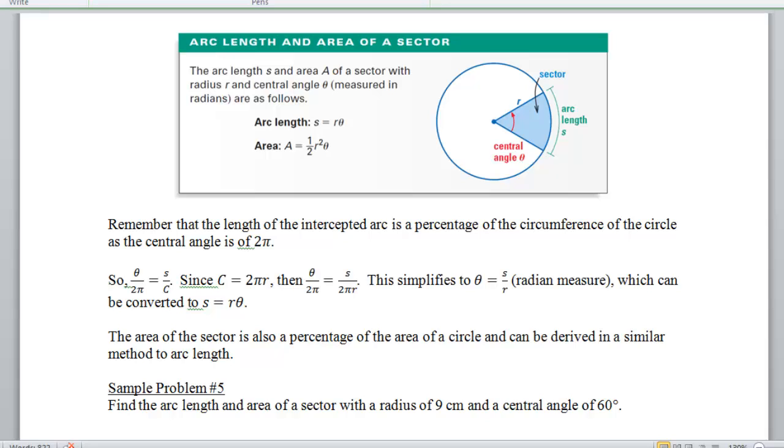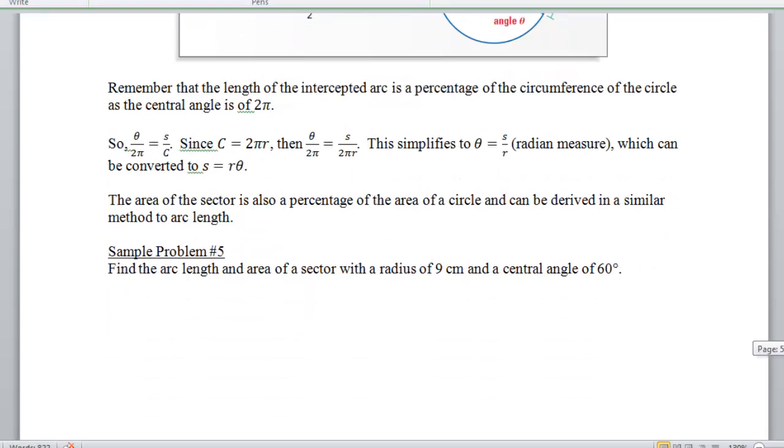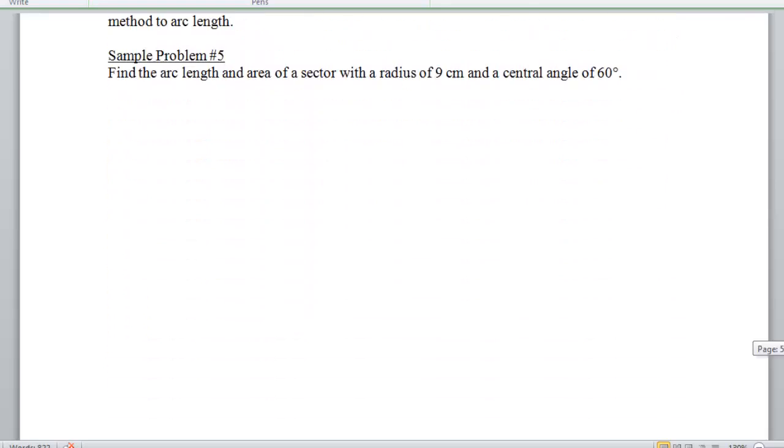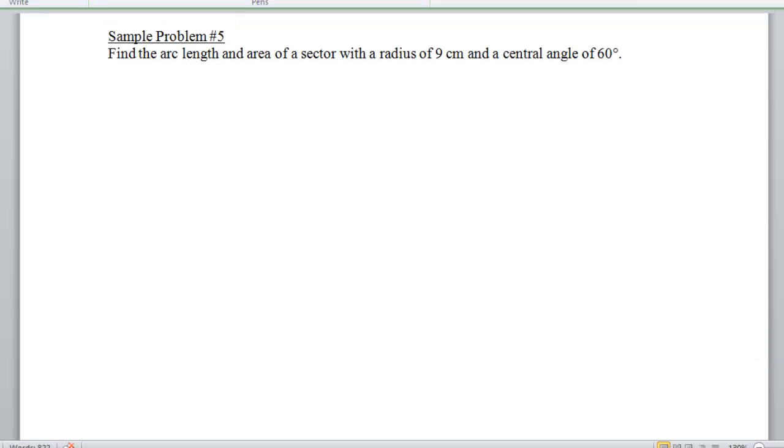Now, keep in mind, you will run across a situation where sometimes they may give you the central angle in terms of degrees. If you want to use these two formulas, you must convert that to radian measure first. These formulas are given to you in terms of radians. So just be very careful about that. So as you look at sample problem number 5 and you try to figure out the arc length and the area of that sector, make sure that all the given parts are as you need them. So go ahead and give that a shot at this point.